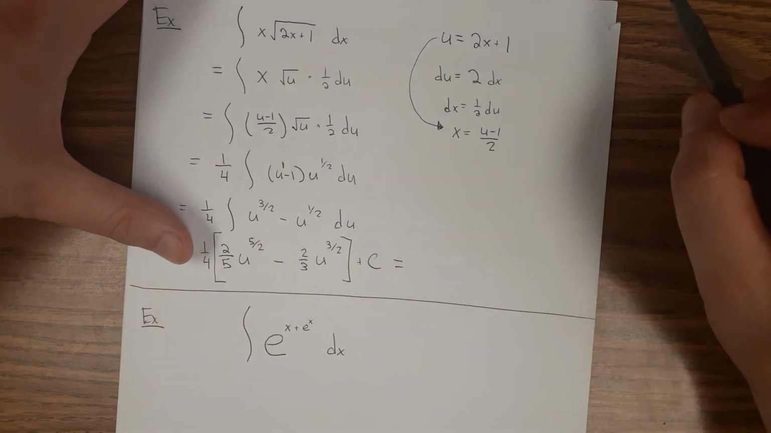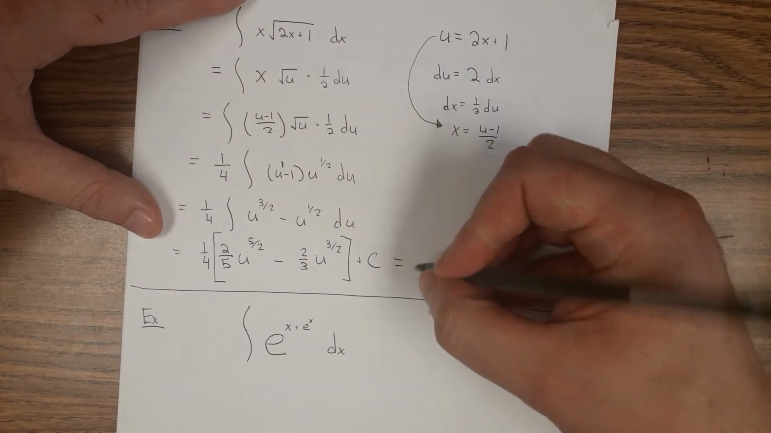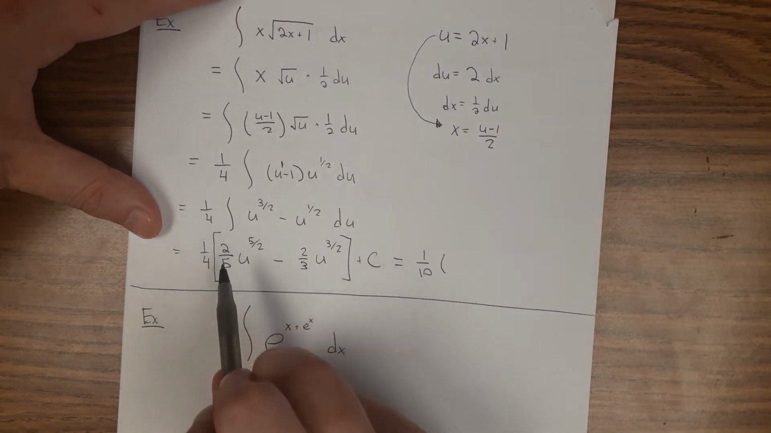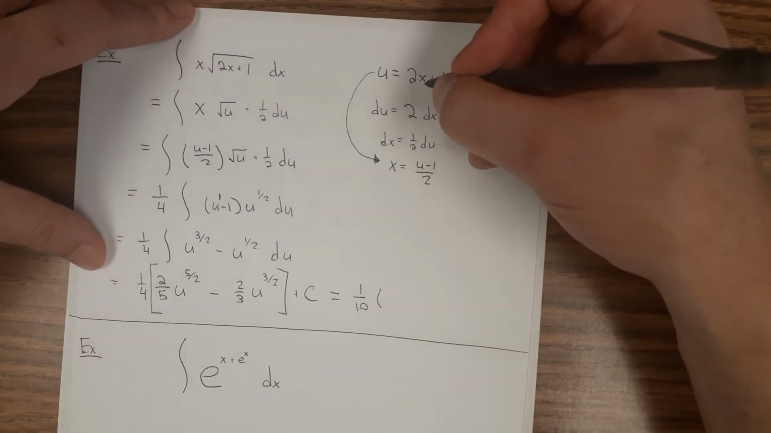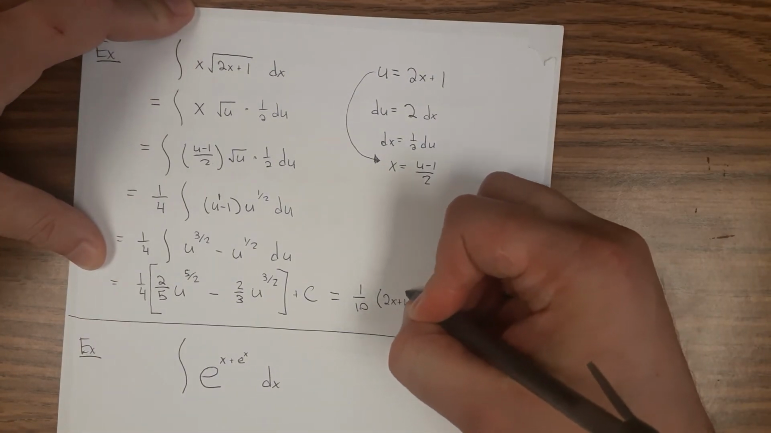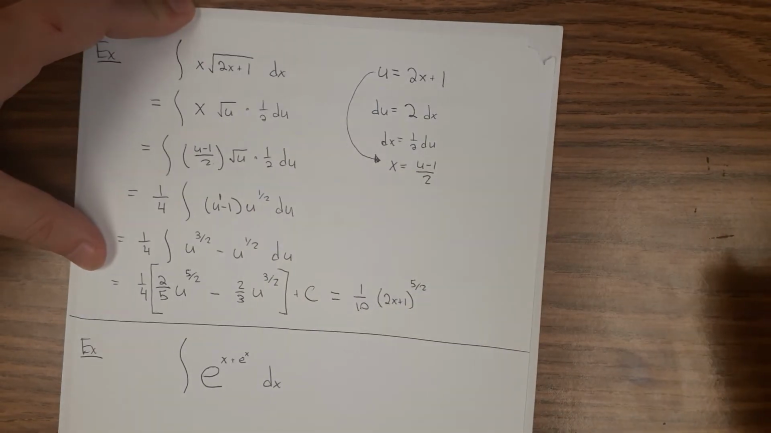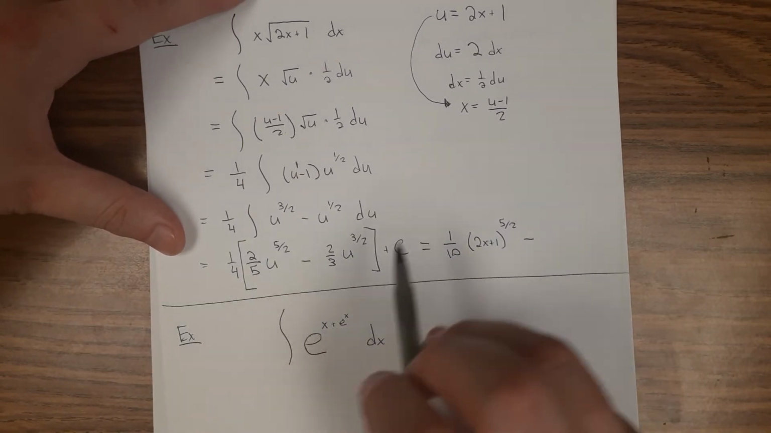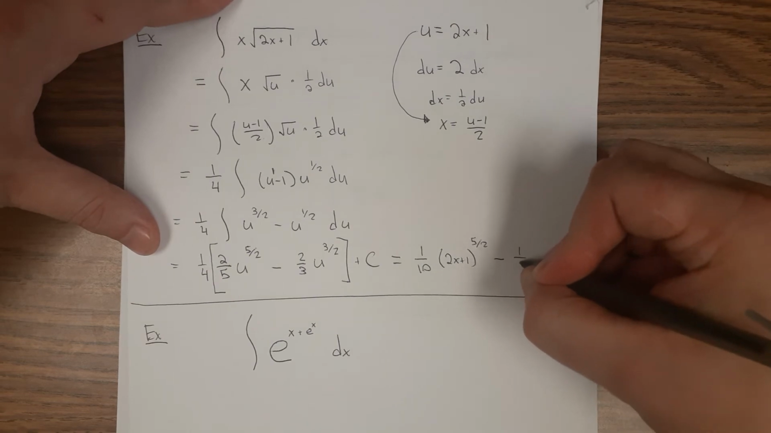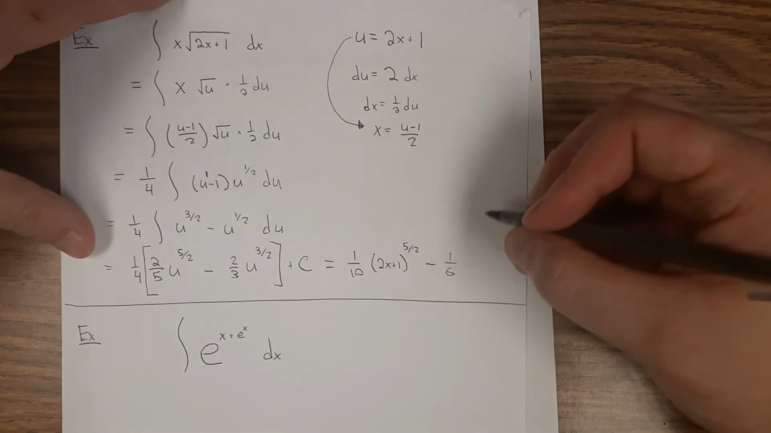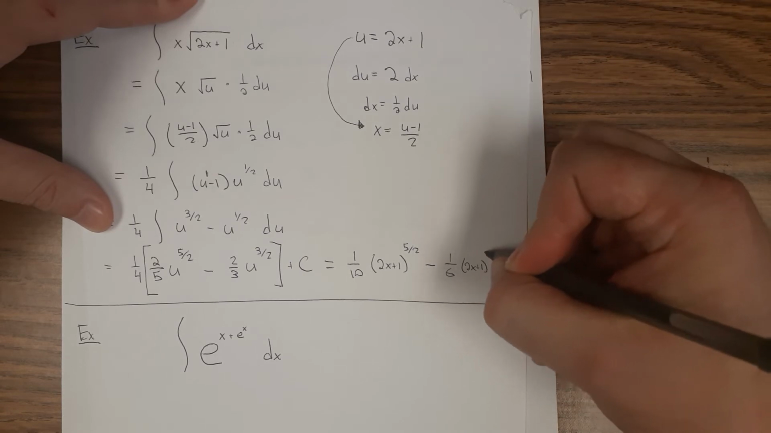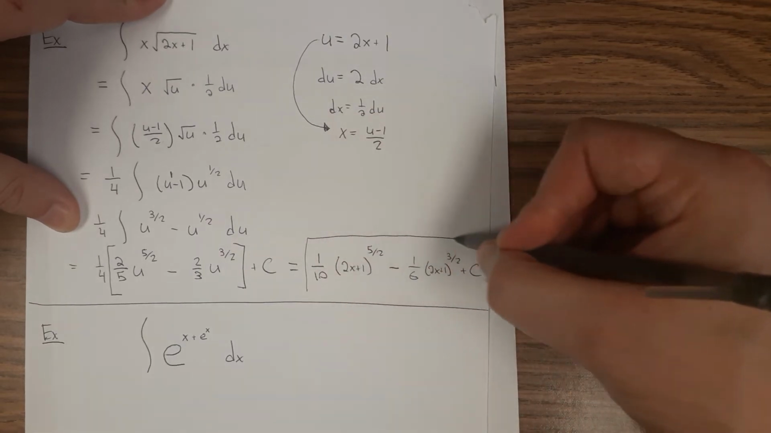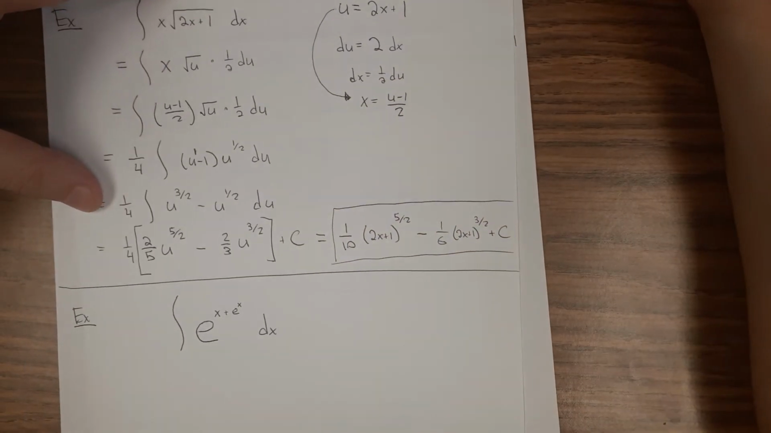1/4 times 2/5, I can cancel a 2 and I get 1/10. So that's just taking care of these fractions. Other than that, I've got u to the 5/2, which is 2x plus 1 to the 5/2. What else do I have? Well, 1/4 times 2/3, a 2 cancels and I get 1/6. And then u to the 3/2, that's 2x plus 1 to the 3/2. And then I remember my constant. And that's it.